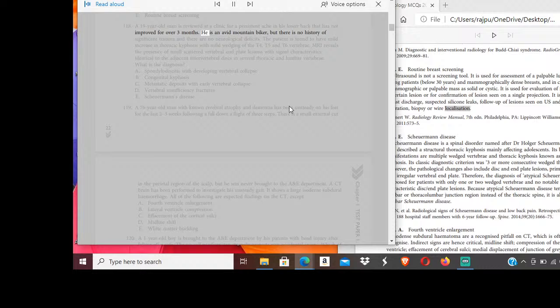Over 3 months. He is an avid mountain biker, but there is no history of significant trauma, and there are no neurological deficits. The patient is found to have mild increase in thoracic kyphosis with mild wedging of the T4, T5, and T6 vertebrae. MRI reveals the presence of small scattered vertebral end plate lesions with signal characteristics identical to the adjacent intervertebral discs in several thoracic and lumbar vertebrae. What is the diagnosis? A. Spondylodiscitis with developing vertebral collapse. B.